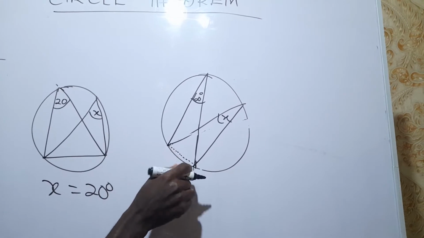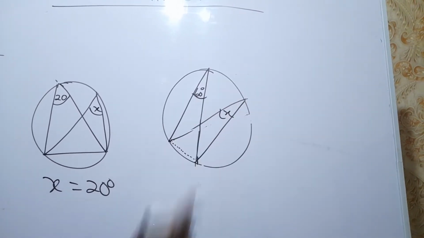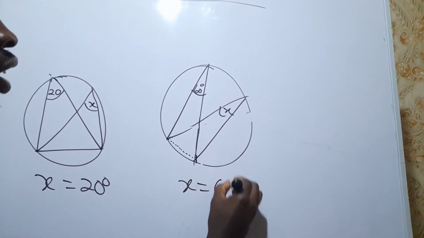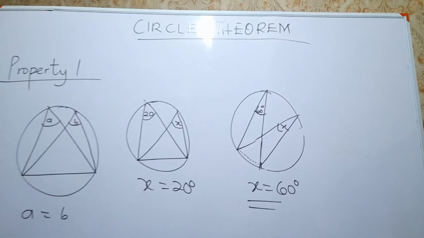So the chord there sustains an angle at the circumference of the circle. The same chord at the same area of the circle, then those angles will be equal. So you can say S is equal to 60 degrees. I hope you get this property well. We'll look at the next property.